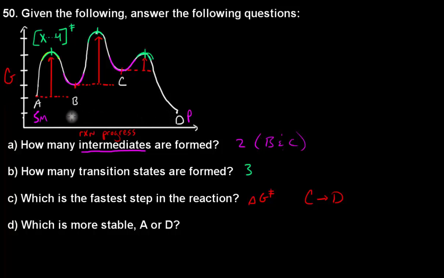So if we think about the energy difference between A and D, we can just walk along this horizontal line right here. We're going to have a total free energy difference between A and D that equates to this much energy. So overall, D is going to be lower in energy than A, and so it's going to be more stable, so D.